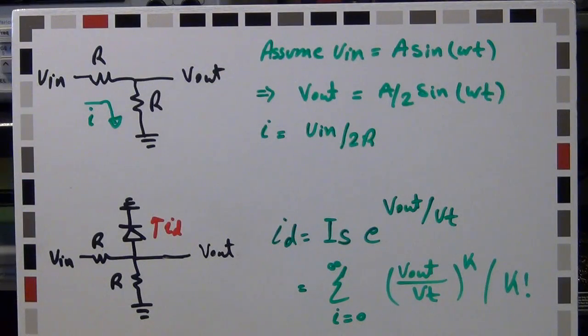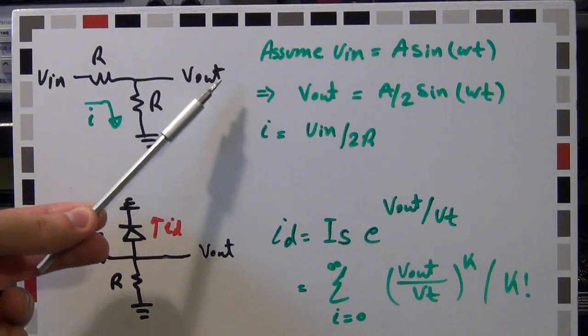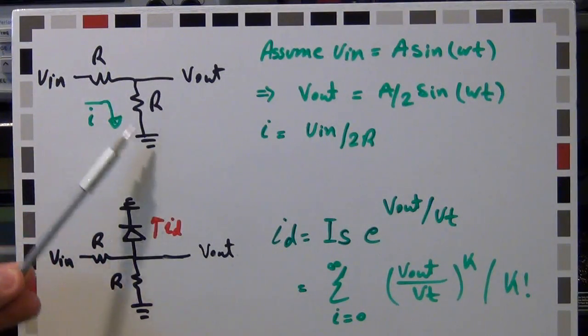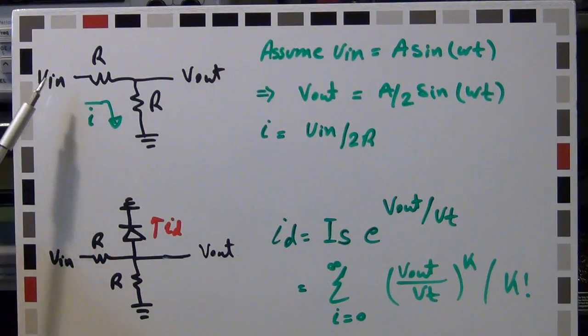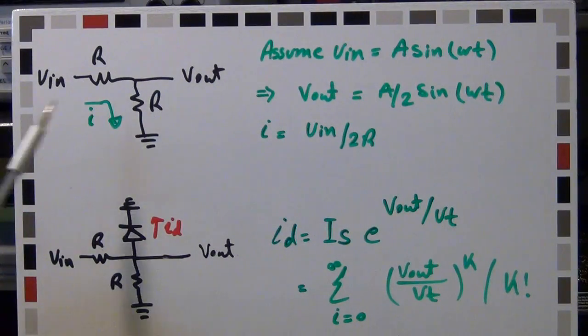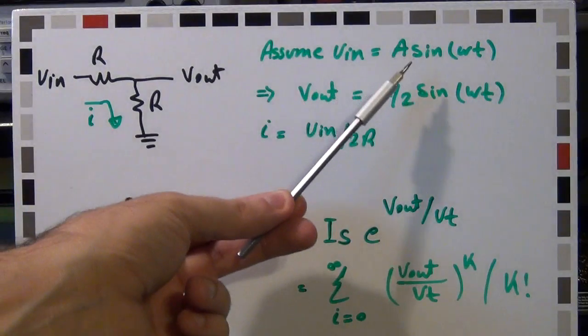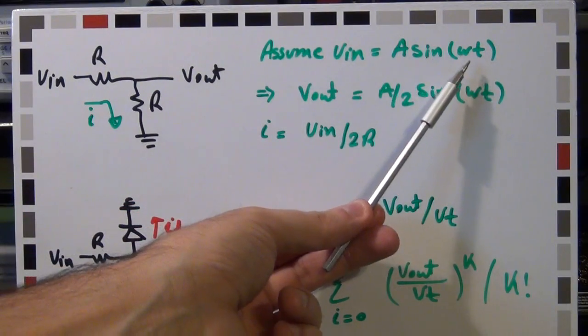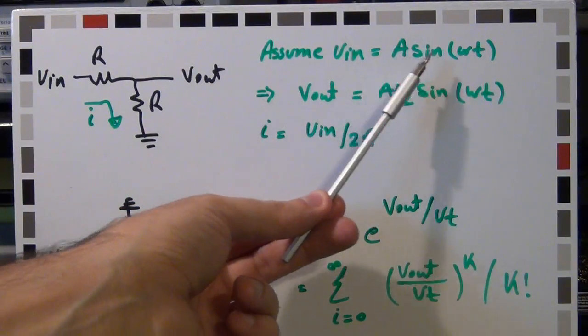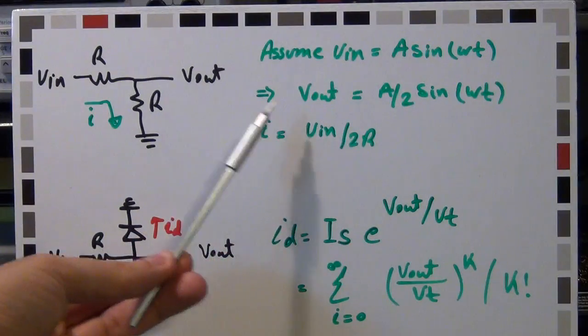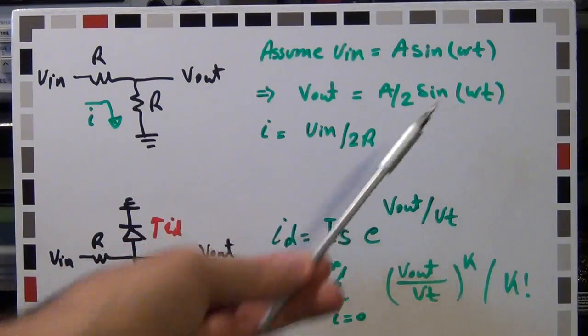So let's start with something really simple. Let's start with a circuit like this that we know is completely linear. We have an input here, Vin, and we have two resistors of equal value, R and R, and then we have an output on the other side. So this is just a resistive divider that divides the signal Vout with respect to Vin. So if we assume that the input is a simple sinusoid with a single frequency, A sine of omega t, then the output will just be half of A sine of omega t.